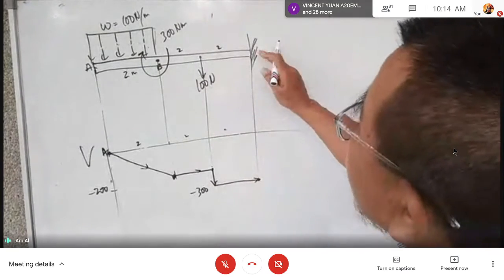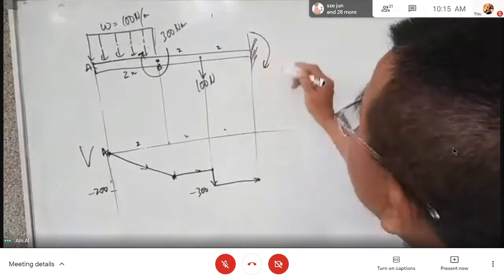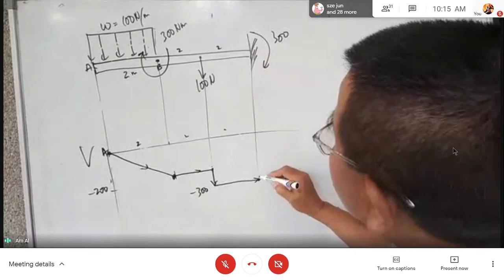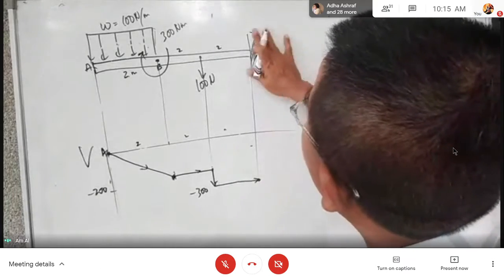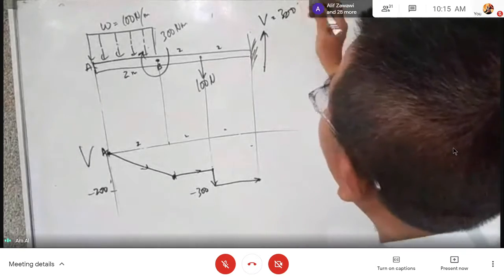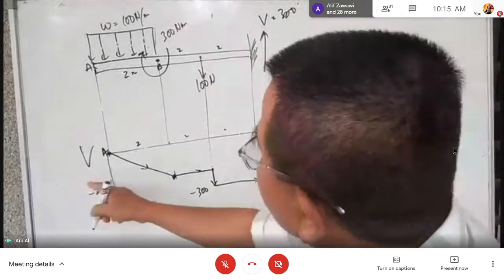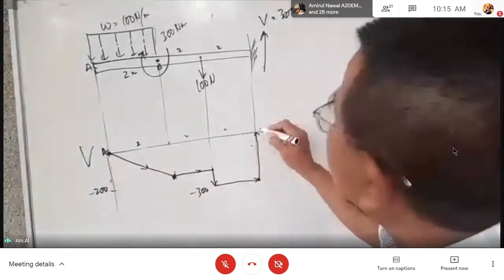The moment must be positive clockwise 300. Why? Because this must go back to 0. Sorry, not this one, the force. The V must be 300, go down there, go up. Because of the V here, the V must ask us to go back to 0. Start from 0, finish at 0.